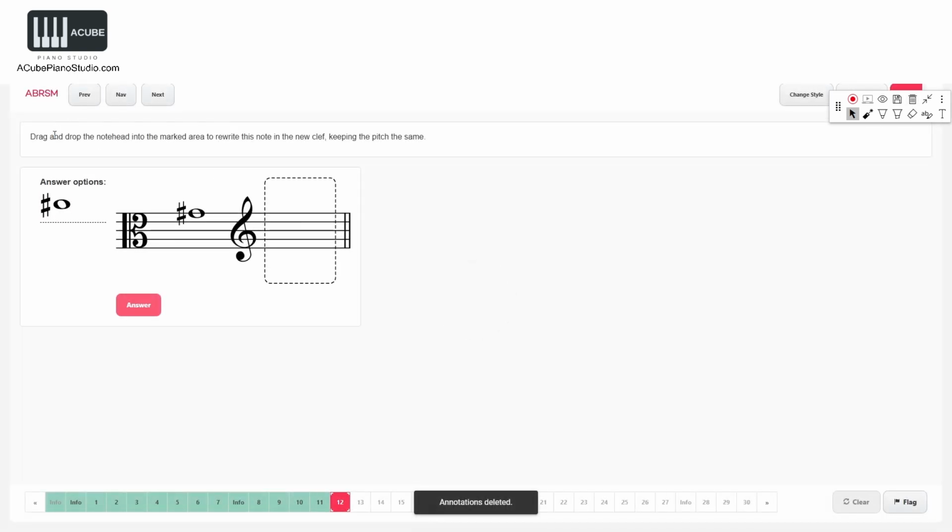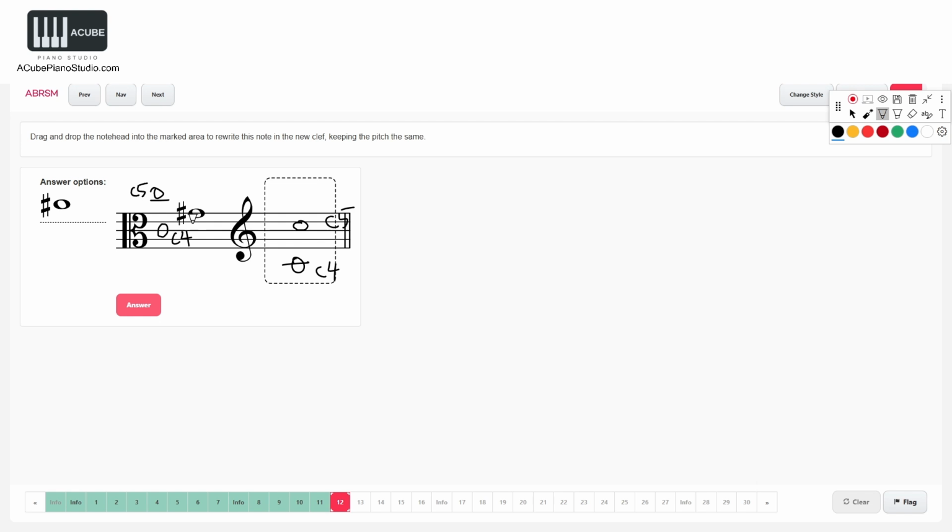Okay, next, drag and drop the note head into the mark area and rewrite this note to the new clef, keeping the pitch the same. So let's take a look at this. This is middle C, which is my C4 here. And this is middle C, which is my C4 here. And the next C, C5, is here. This is the C5, right? So now what is this note?